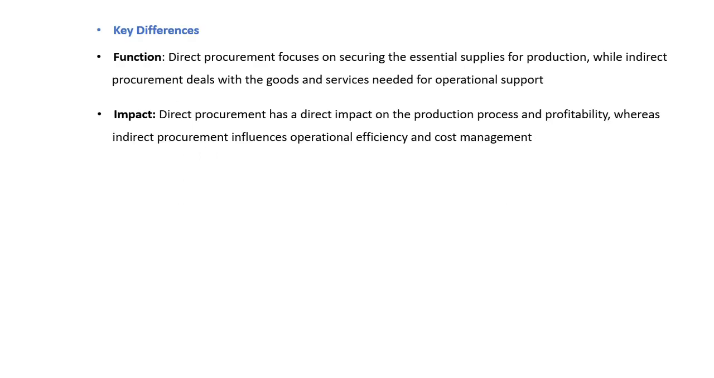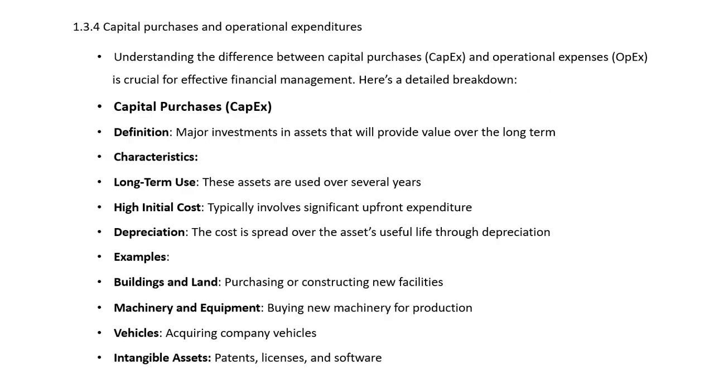Key differences. Function: direct procurement focuses on securing the essential supplies for production, while indirect procurement deals with the goods and services needed for operational support. Impact: direct procurement has a direct impact on the production process and profitability, whereas indirect procurement influences operational efficiency and cost management. Let's move to the fourth point.